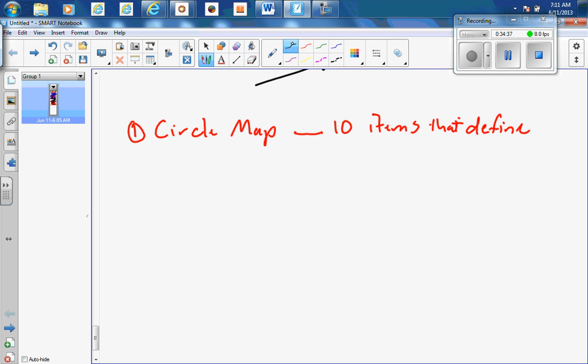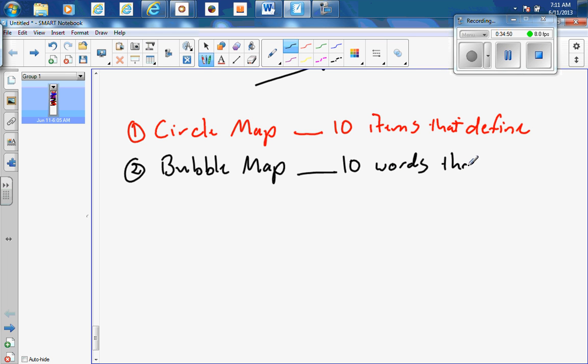Number 2 is your bubble map. This is 10 words that describe. All right? And again, if you do 7, you get 7 out of 10 points.